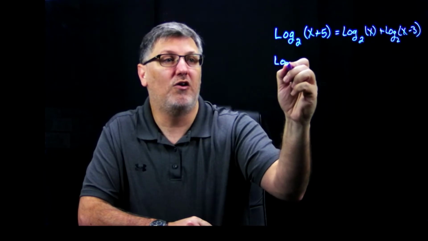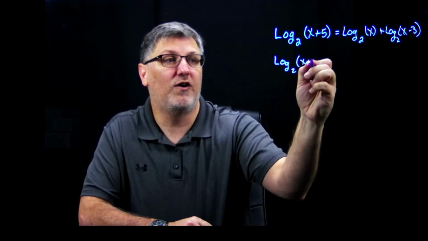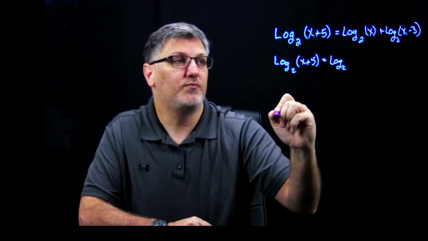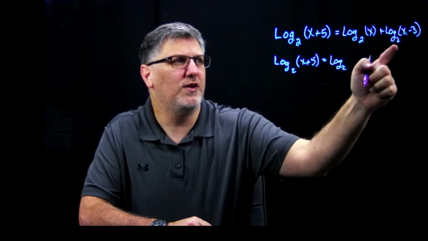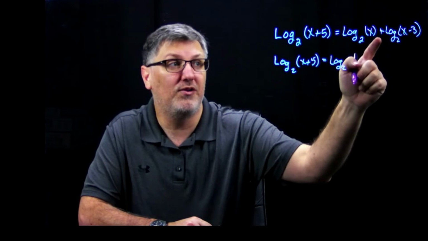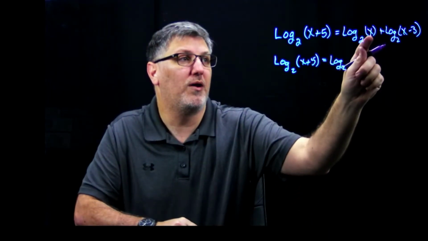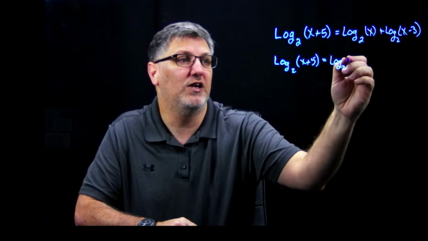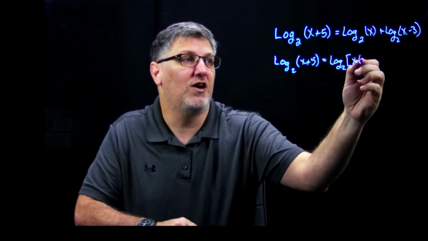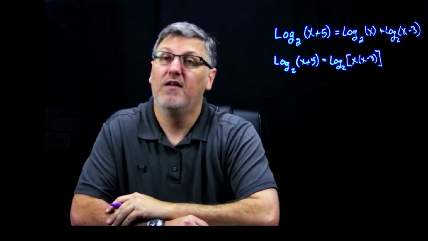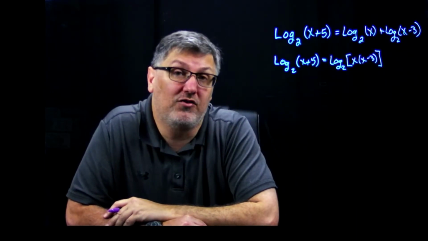So I have log base 2 of x plus 5 equals, and I know I'm going to have a log base 2. Between these two log base 2's, I have a plus sign. Well, that plus means multiply. So I'm going to multiply my x and my x minus 3. So I have x times x minus 3. All right, at this point we're ready to actually solve.